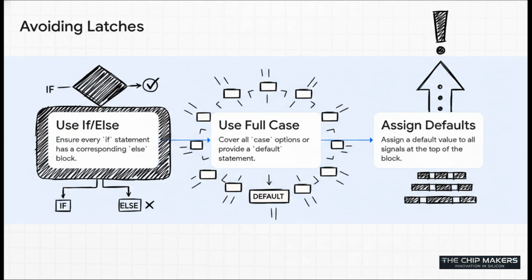The good news is, avoiding this is actually pretty straightforward. You just have to be disciplined. Number 1, every if gets an else, no exceptions. Number 2, every case statement needs to cover all possibilities, or you have to give it a default case. But honestly, the best way, the pro move that just solves this problem completely, is number 3. At the very top of your combinational block, before any ifs or cases, just assign a default value to every single output. That way, even if you miss a condition somewhere, the signal already has a value to fall back on. No latch, problem solved.